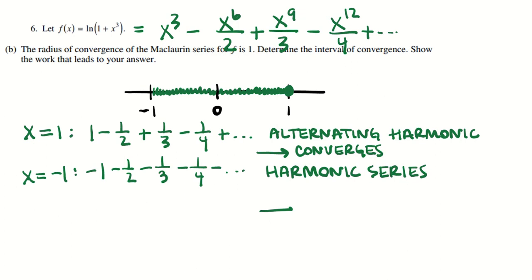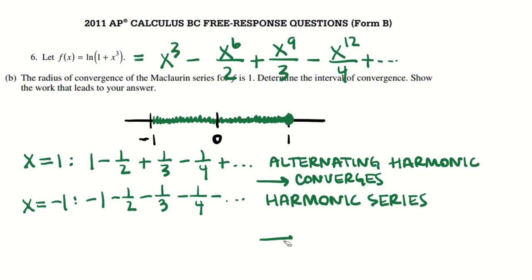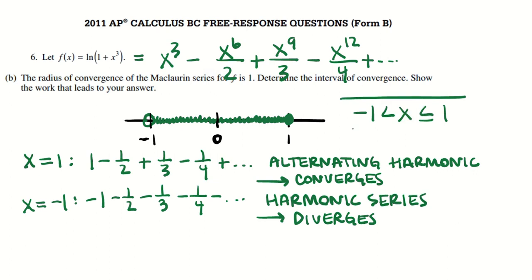And we know what the harmonic series does, pardon me. We know it diverges. Okay, so it's not going to converge at that endpoint, meaning my interval of convergence is -1 is less than x, which is also less than or equal to 1.